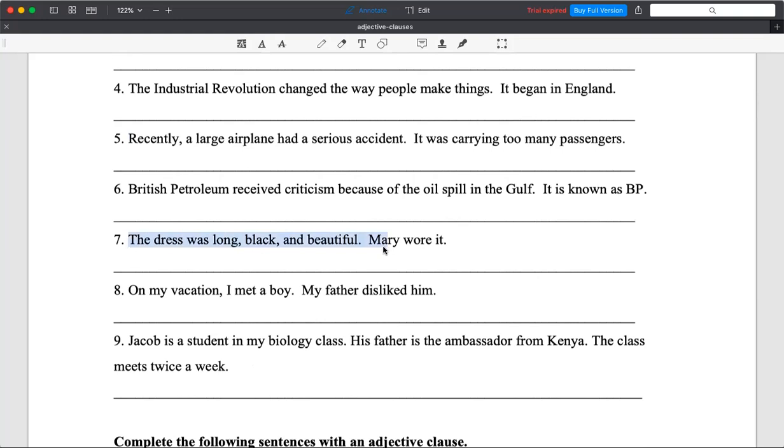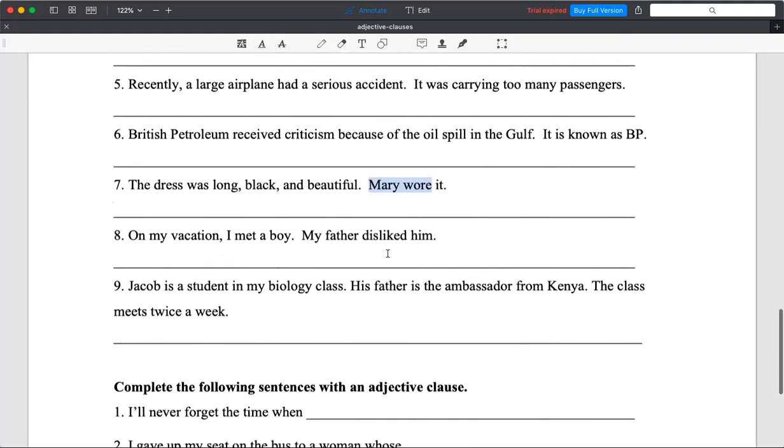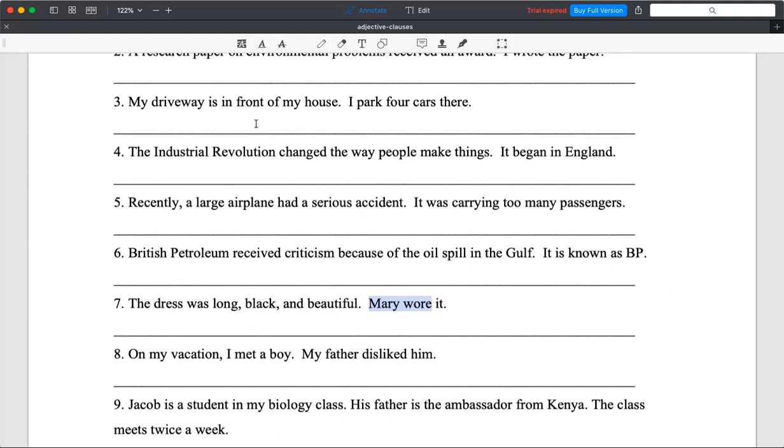The long black and beautiful dress was worn by Mary. I can also say Mary wore a long dress, which was long and black and beautiful. But your sentence is okay as well. Number 6, British Petroleum, known as BP, received. Yes, good work. William, number 9, and Fiona, number 3.